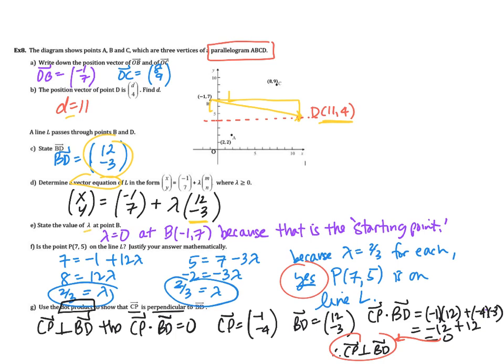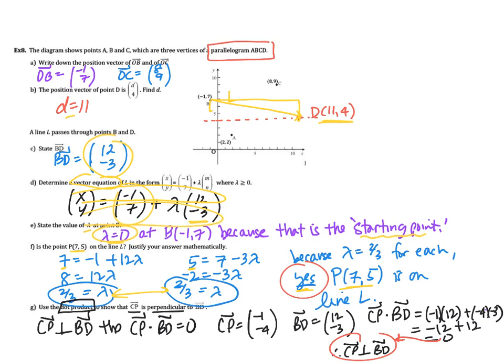What would the value of lambda be at point B? Well, B is technically your starting point. If this were something in motion, but it's on a parallelogram, that's where we're starting, so your lambda is 0 there, because that's my starting position. Is point P (7, 5) on line L? Well, if you plug in the x value and the y value and go straight across and set them equal, do we get the same lambdas? Yes, we do. So yes, point P is on line L.